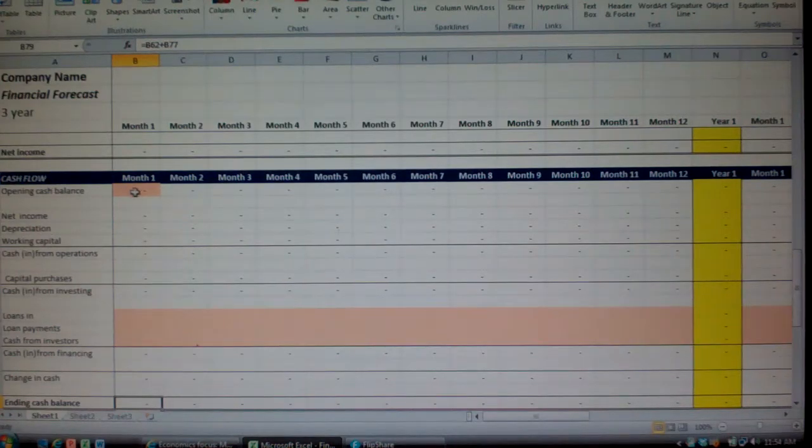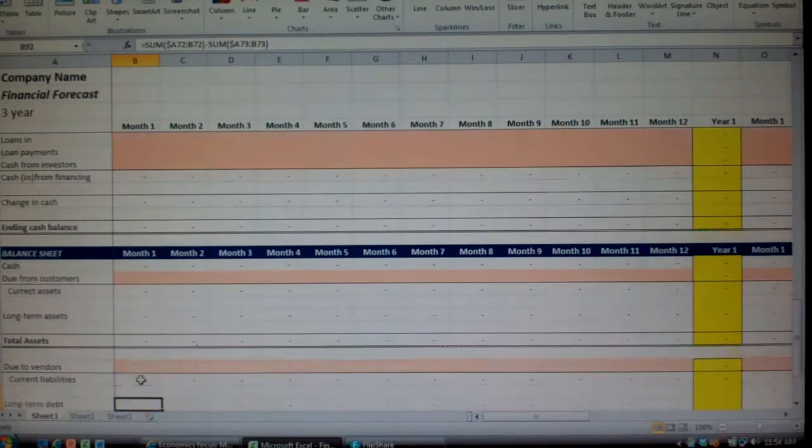And here, it starts with your opening cash balance, and then you add your net income, and you add your depreciation, because that's an expense, but it's not a cash expense. Plus or minus working capital, we'll talk about that. Less any capital purchases, like big assets you have to buy, or a building, or computers, or photocopier. Any loans in and loans out, right? That's rows 71 and 73, 72 and 73. And then cash from investors. All that adds up to your change in cash, and then your ending cash balance is simply your opening cash balance less the change in cash.